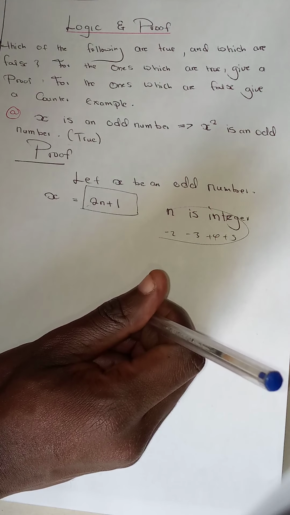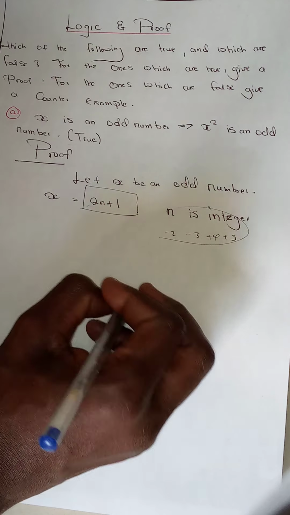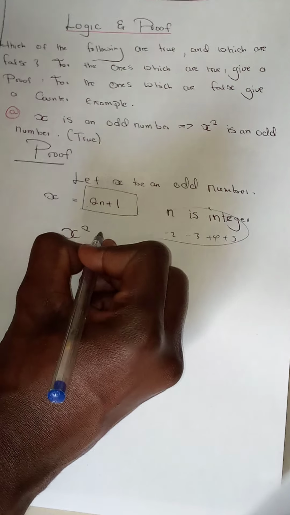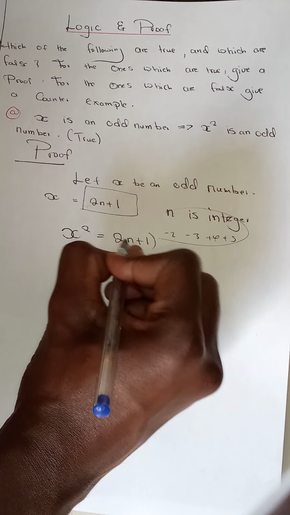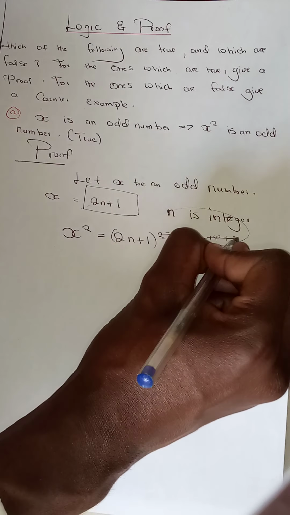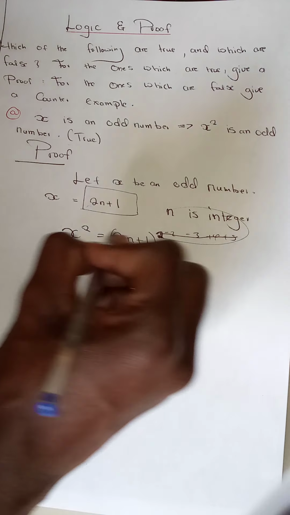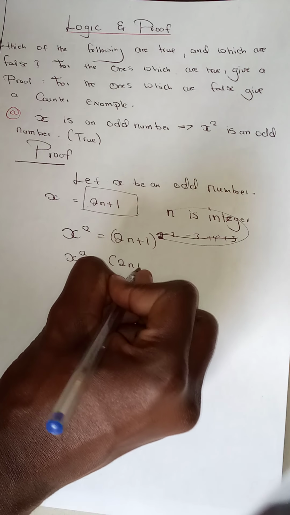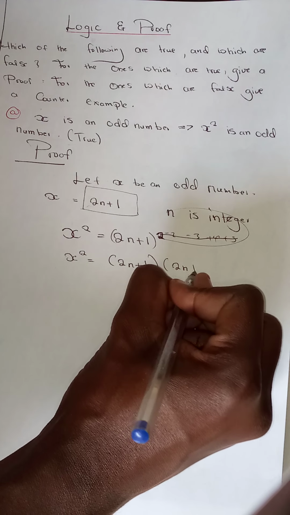So, how are we going to solve this? If we square x, we get x squared, which is equal to (2n plus 1) squared. So x squared is equal to (2n plus 1) times (2n plus 1) again.